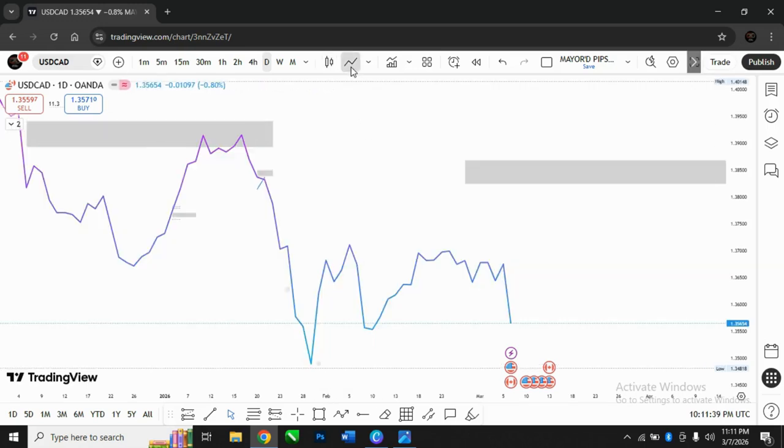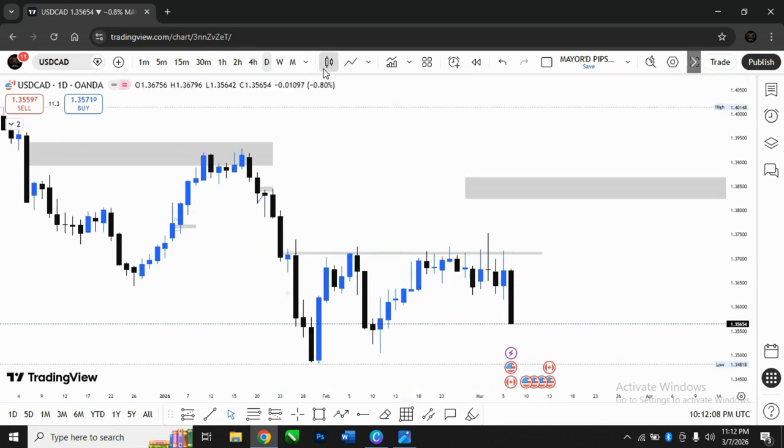So now let's go down to the line chart. I pick my rectangular box. This is my area of resistance. Now let's go back to the candlestick chart. Now see the difference. That is the difference. Now, you have your resistance, and then we have support here.